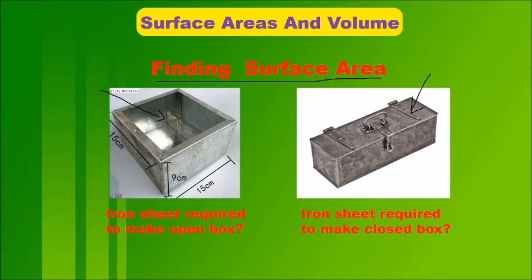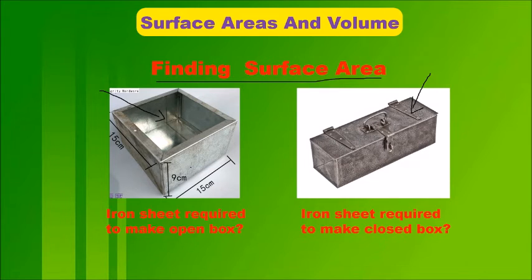To find out the area of iron sheet required to make this box, there is no need to find out the volume of this box. We have to find out the surface area. Since this open box contains only 5 surfaces, we have to find the area of only 5 surfaces. So let us see how to find the area of all these 5 surfaces.